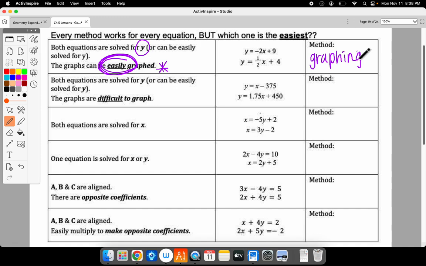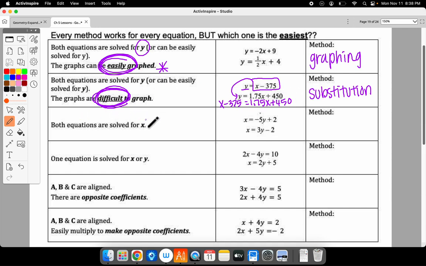Okay? If both of them are solved for y, but they're difficult to graph because they're large numbers, they're decimals, anything like that, I would not do graphing. For this, substitution is going to be your best bet. So you would box one of them up and then take it to the other y value. So you'd have x minus 375 equals 175x plus 450, and then you'd solve for x and plug back in.